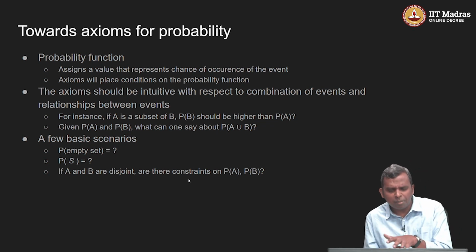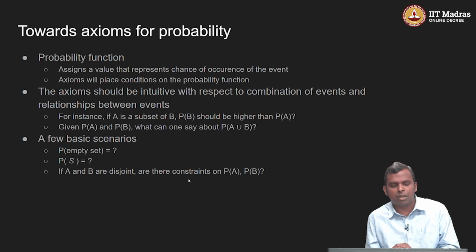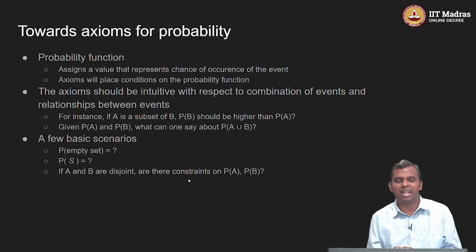Likewise, there are more complicated things. If A and B are two events and P of A and P of B are known, it may place some restrictions on P of A union B. So there may be some restrictions like that. You can imagine why these kinds of things have to be respected by the axioms. The axioms should enforce conditions on the probability function so that these things naturally apply to anything that you come up with. Okay. Now here are a few more basic questions.